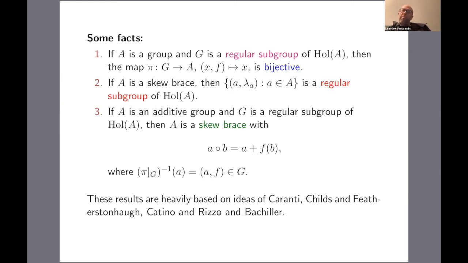A circle B is A plus F of B, where F is, of course, obtained using this bijective map that I mentioned before. So this sort of correspondence between skew braces and regular subgroups was there before. You can find some ideas in this paper of Caranti, Childs, and this other guy that I don't know if I will be able to pronounce correctly. Also in the work of Catino and Rizzo, and also in a paper of Acri and Bonatto in the case of involutive solutions. So again, some ideas were there, but with braces or skew braces, you can put them all together somehow.